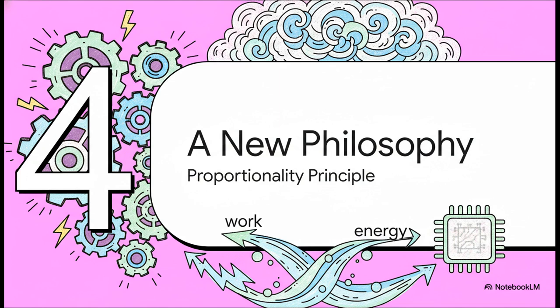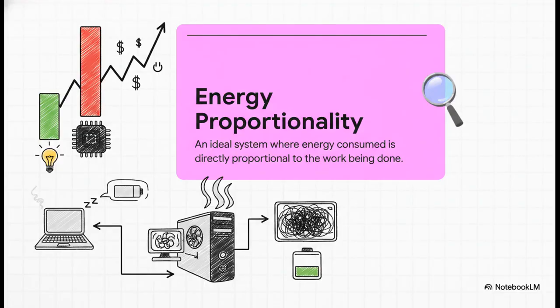Well, it's not a simple fix. It actually requires a whole new philosophy for designing computers, a completely new way of thinking about the connection between work and energy. It's a concept called energy proportionality. And the idea is actually really simple, but it's also radical. An ideal computer should use power in direct proportion to how much work it's doing. So if it's doing very little, it should sip very little power. If it's running at full blast, then sure, it can use its max power. It's so intuitive. Use a little, pay a little.